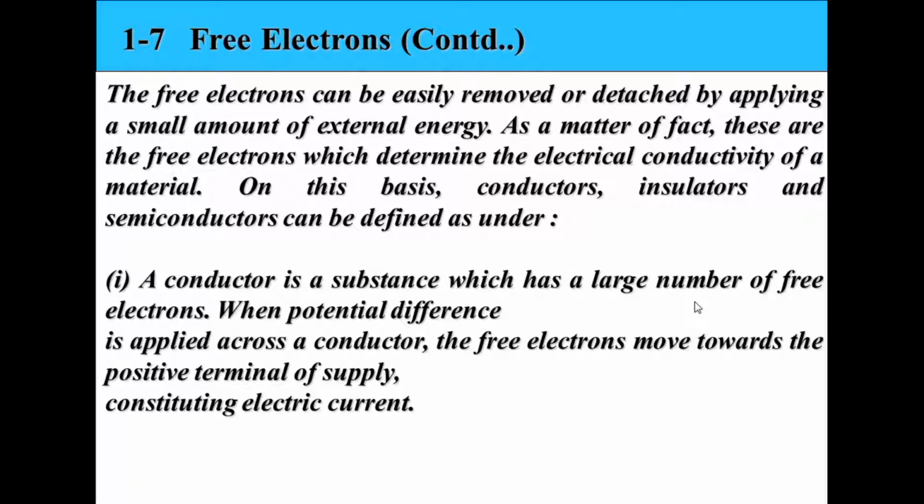Now, on the basis of conductor, insulator, and semiconductor, we can define them on the basis of free electrons. Number 1, a conductor is a substance which has a large number of free electrons. When potential difference is applied across a conductor, the free electrons move toward the positive terminal of the supply, constituting electric current, just like what we have here.